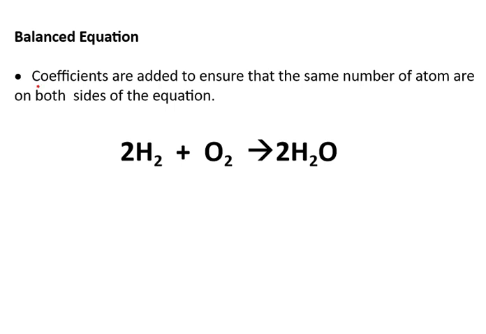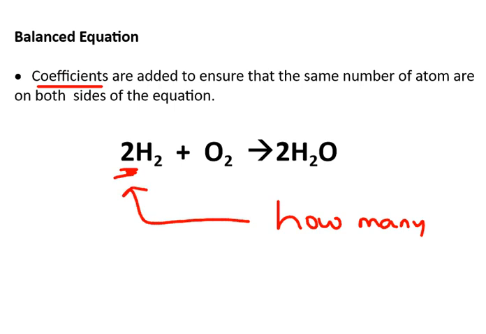Coefficients are the large numbers that go in front of each species in a chemical reaction. They tell us how many groups we need. I know that I'm going to need 2 groups of hydrogen atoms reacting with 1 group of oxygen atoms to produce 2 groups of water molecules. When we don't see a number in a balanced equation, we assume it to be the number 1. We will need 1 of them.